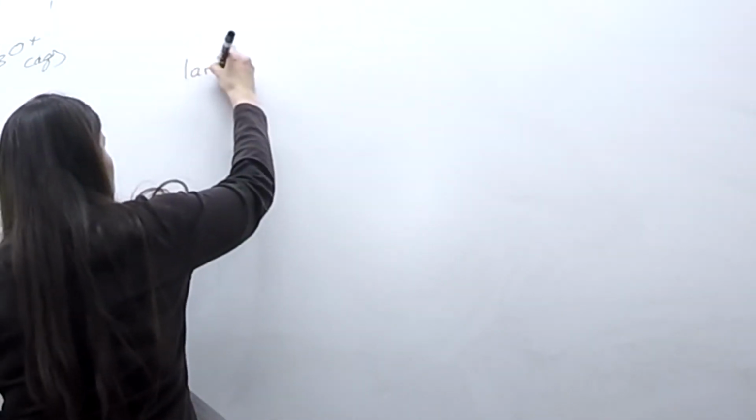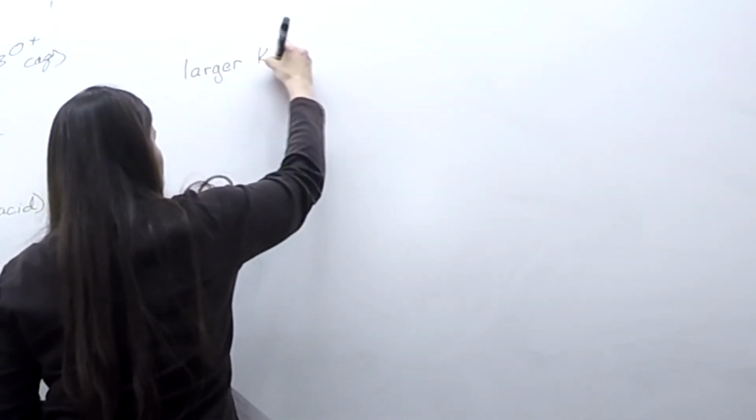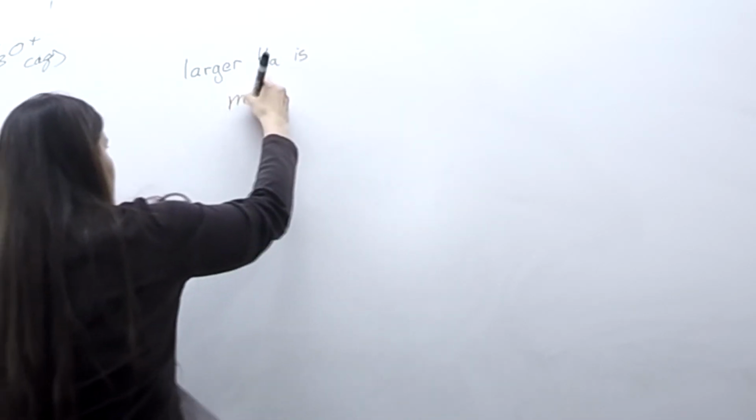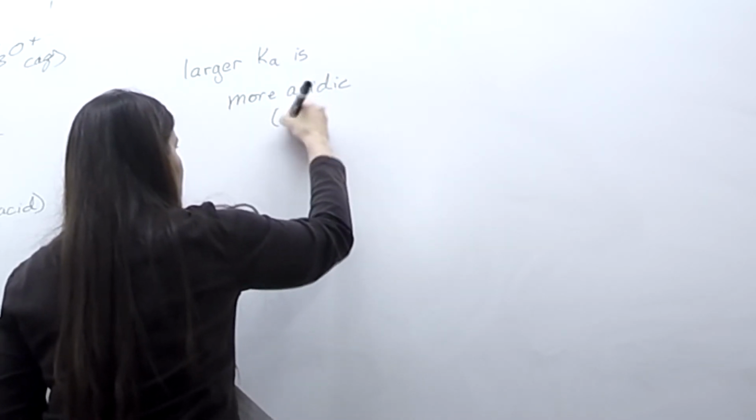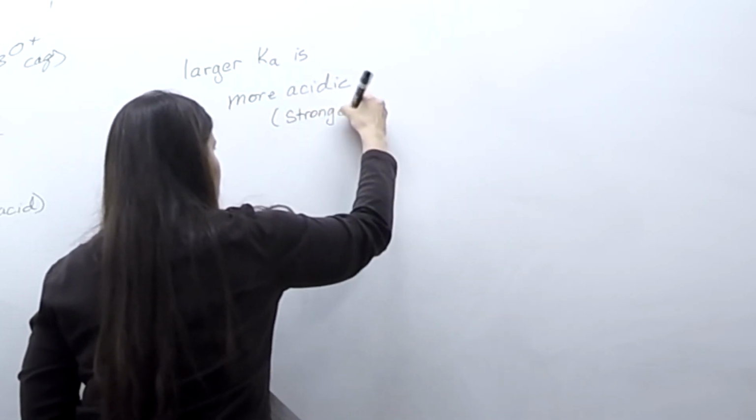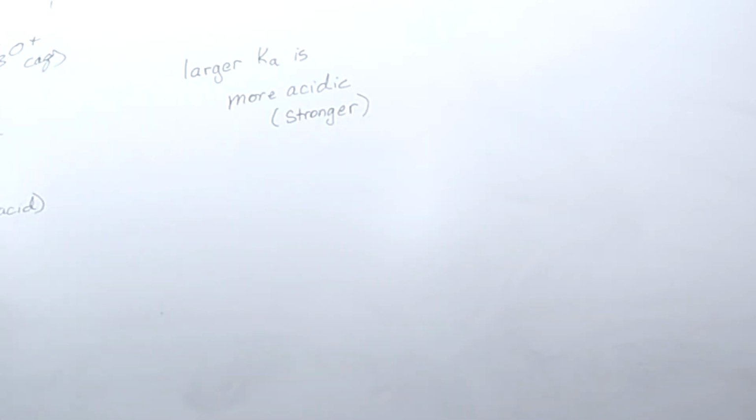Now, the larger Ka is, the more acidic the solution is, or the stronger the acid is. Because if Ka increases, that means that the concentration of H3O is large. And as that increases, the acid becomes stronger. So Ka will tell you about the strength of the acid.